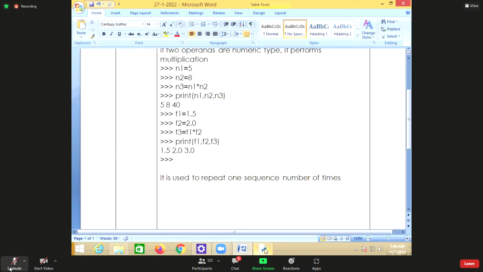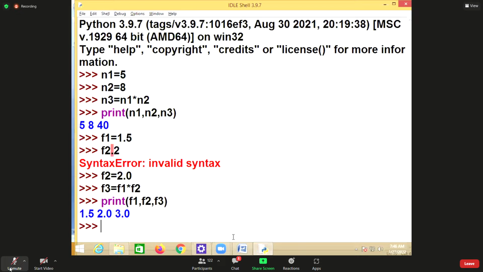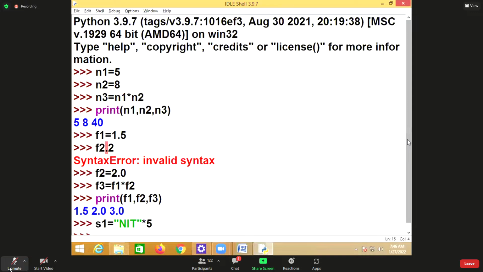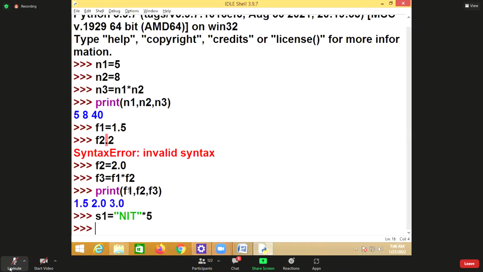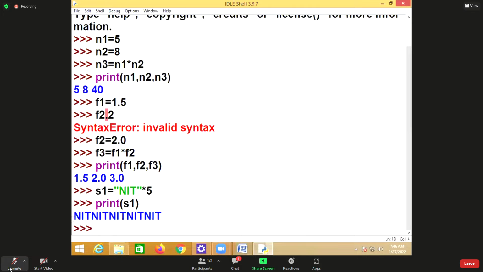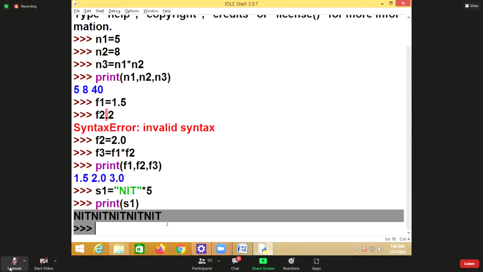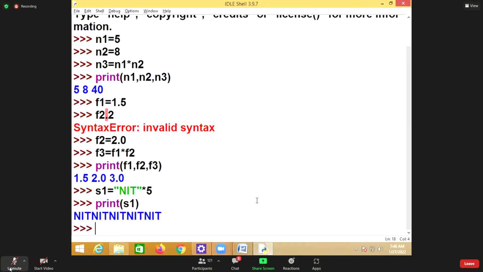For example, there is a string S1 equal to, within double quotes, NIT, NIT * 5. So NIT is a string here, and this string you are repeating 5 times. If I print S1, NIT gets printed 5 times.